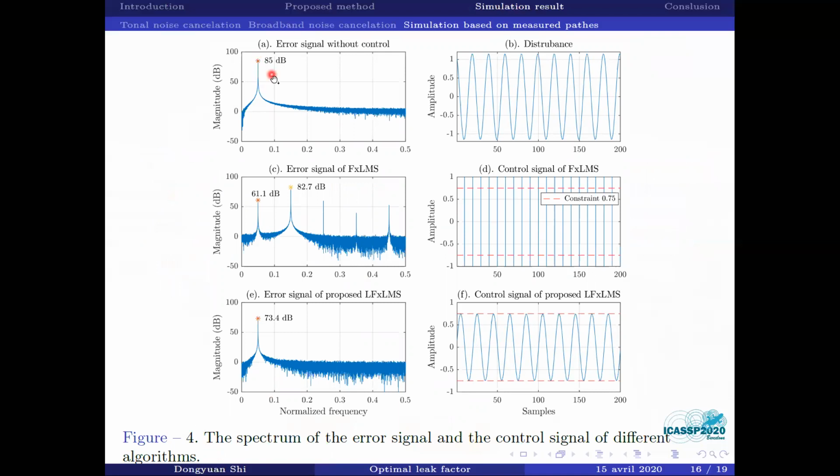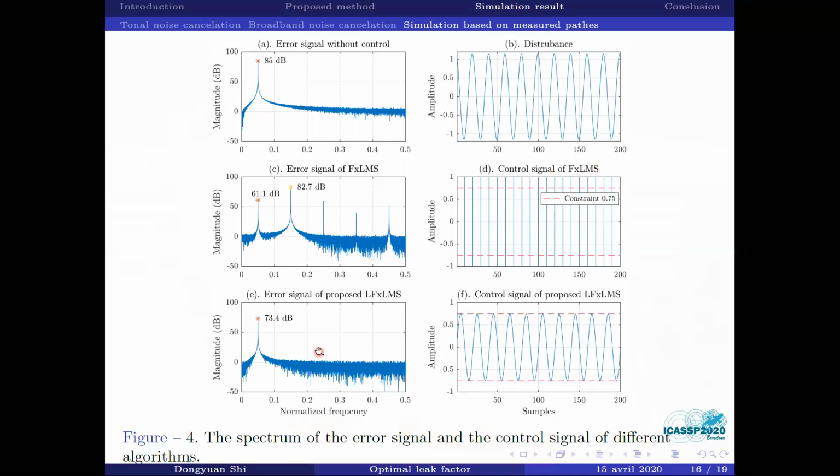Figure A shows the disturbance at the error microphone without control. From this figure, we can see the power of the disturbance is 18.5 dB. When the system uses the FXLMS algorithm, we can see the disturbance reduced to 61.1 dB. However, there are many higher harmonics in the error microphone. The control signal of the FXLMS also violates the constraint.